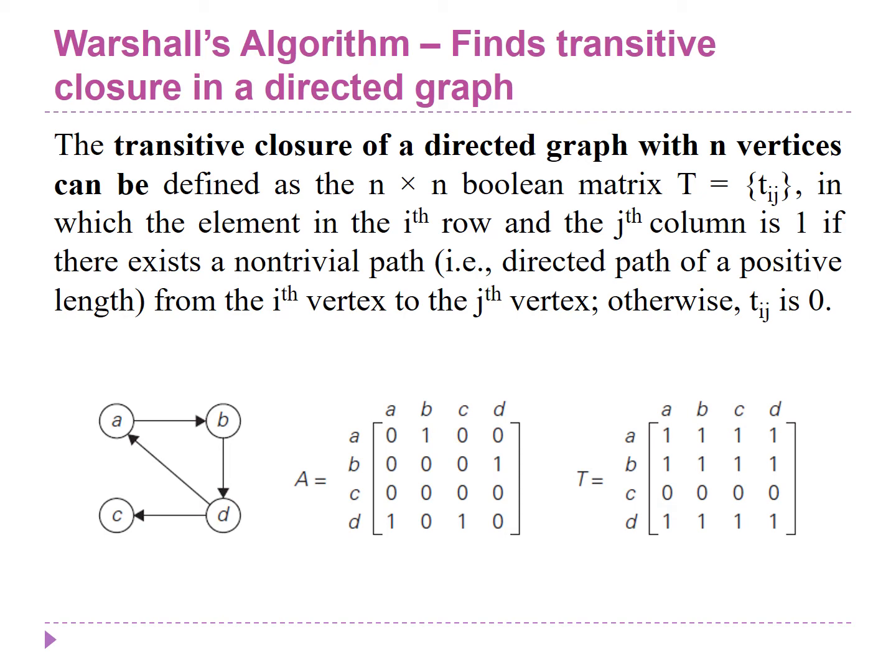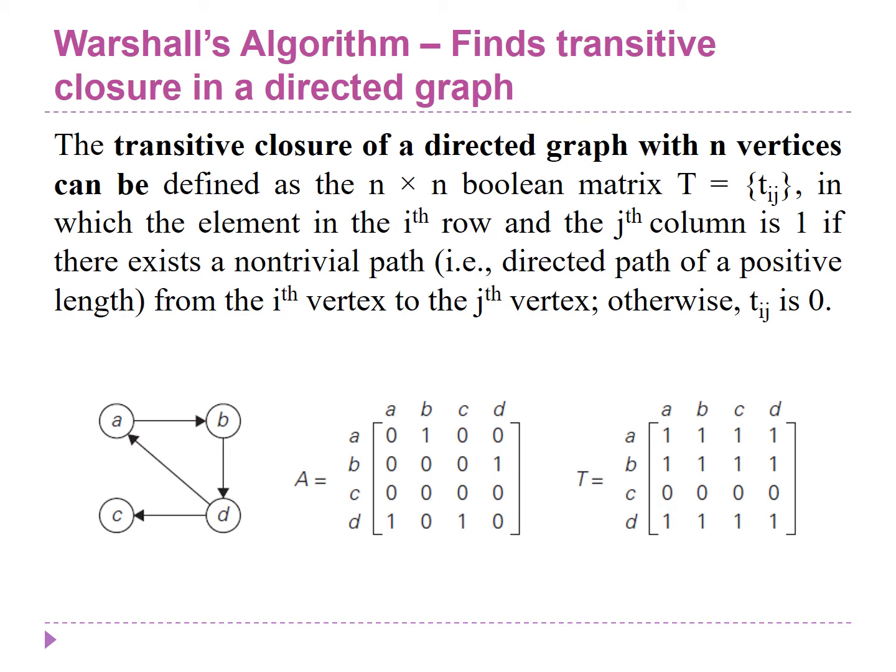There is a directed edge from A to B, and hence in the transitive closure matrix in the Ath row and the Bth column, it has a value of 1. There is a directed path from A to C, which is from A to B there is an edge, from B to D there is an edge, and D to C there is an edge. Hence, there is a path from A to C. Hence, in the transitive closure matrix, there is a 1 in the Ath row and the Cth column.